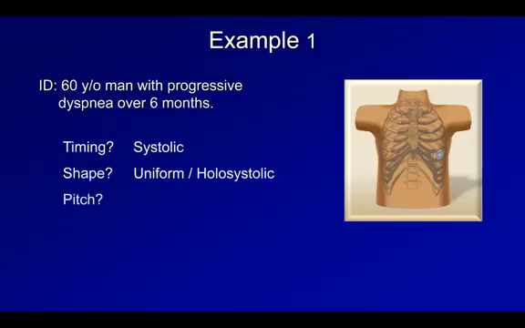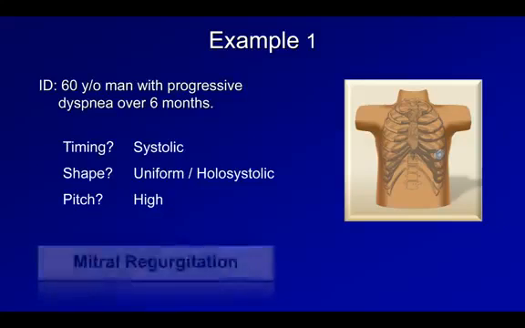Finally, what is the murmur's pitch? I'd label this high-pitched. So now this patient has a high-pitched uniform systolic murmur occurring at the apex. What's the most likely diagnosis? Mitral regurgitation.